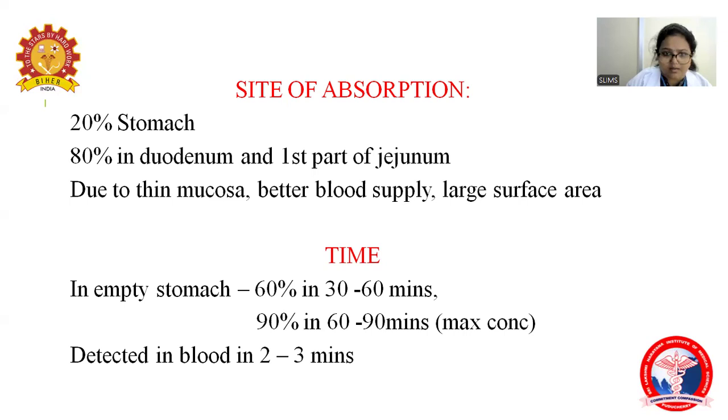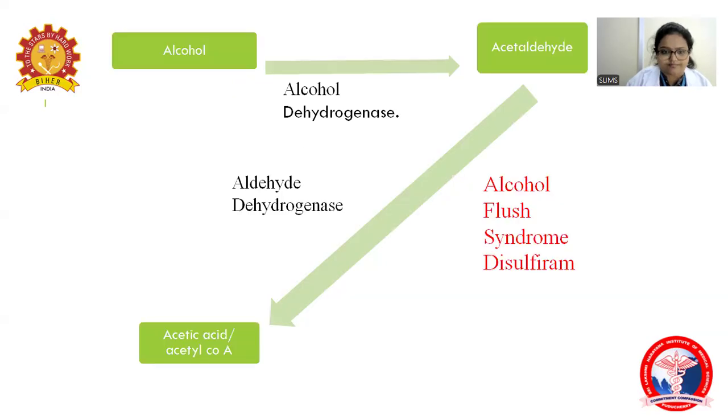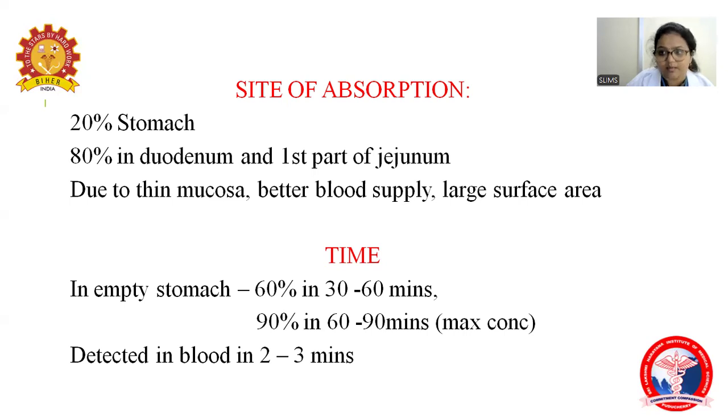And then its emptying time. After absorption, it is metabolized in the liver and then excreted mainly through the kidneys in the urine. And then its time of absorption: on an empty stomach, 60% of the alcohol is absorbed in 30 to 60 minutes, and almost 90% of the alcohol is absorbed in 60 to 90 minutes. Okay, that will be the maximum concentration of absorption. So it is detected in blood in 2 to 3 minutes. And so the detection can be used for the breath smell of alcohol, and alcohol can also be detected in the breath analyzer.